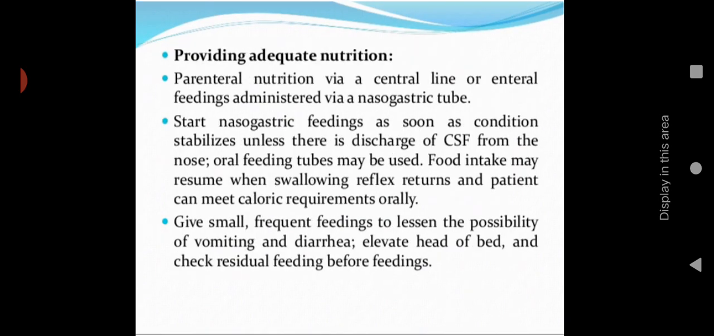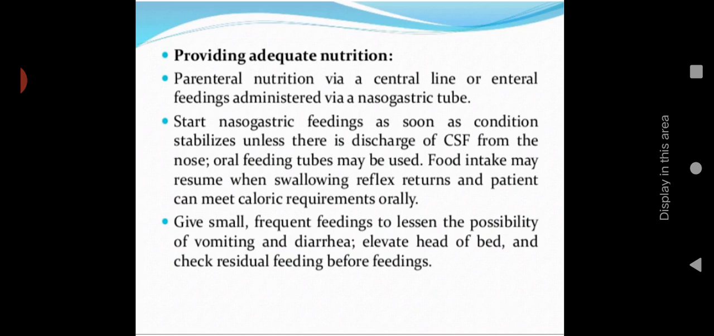Then provide adequate nutrition, parenteral nutrition via central line or enteral feedings administered by a nasogastric tube. Either parenteral route of administration we have to give, or we have to start NG feeding. So it will help to improve the nutrition. Start NG feeding as soon as conditions stabilize unless there is discharge of CSF from the nose. So if there is no active bleeding from the nose, then we have to start the NG feeding.